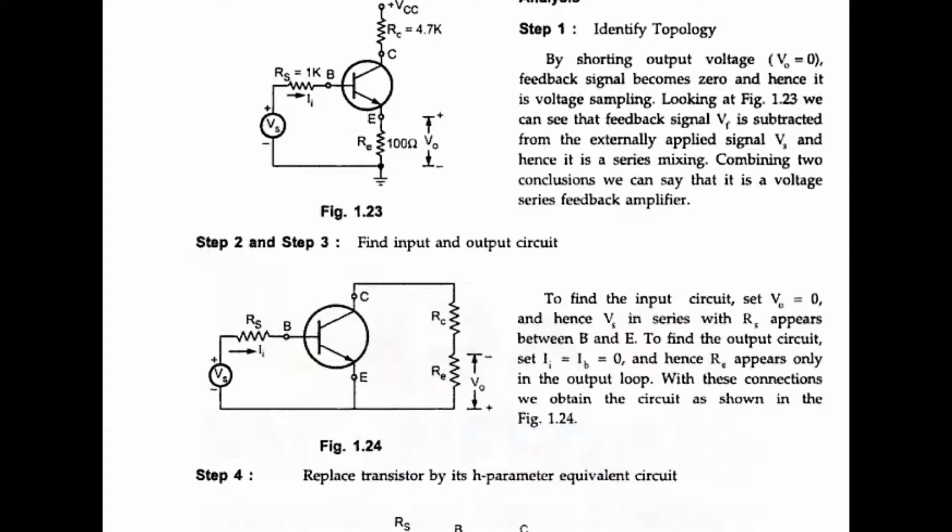Then here we can clearly understand that the feedback signal is the voltage across RE. This feedback signal is in series at the input loop. This is a series connection. Because the feedback signal is in series at the input loop, we say it is series mixing.